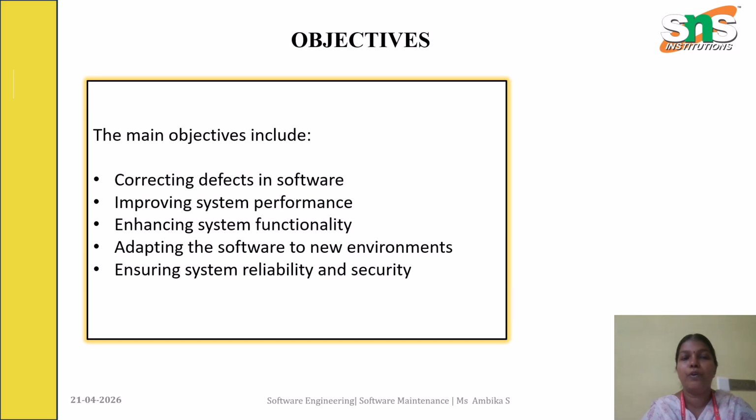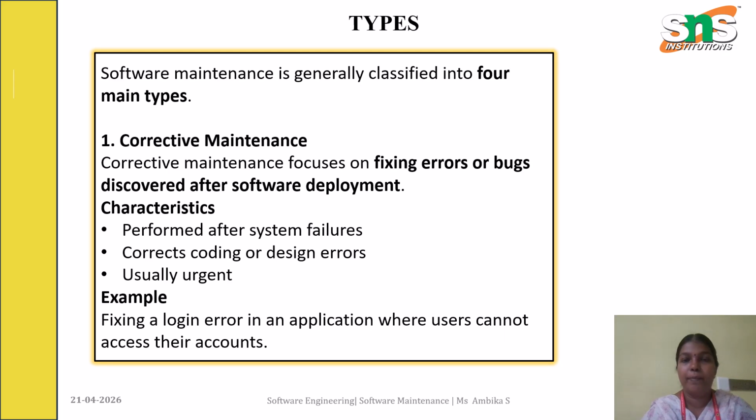Objectives. The main objectives of software maintenance include correcting the defects in software, improving the system performance, enhancing the system functionality, adapting the software to new environments, and also ensuring that the system is reliable and secure. Types of software maintenance are classified into four main types.